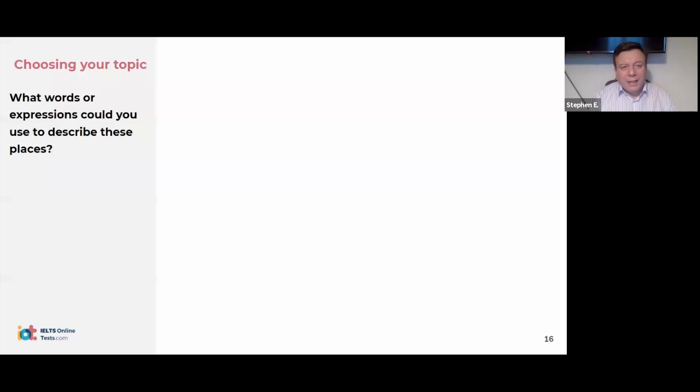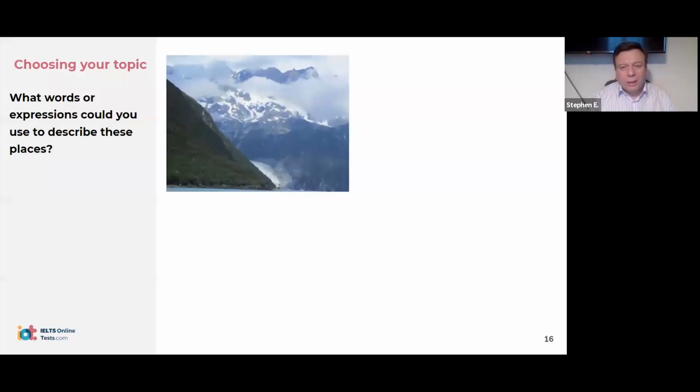So let's have a look at a few pictures and see what words or expressions you could use to describe these. So what about this one? How would you describe this? Soothing, yeah. Mount Everest, well, I don't think Everest's there. Cloudy, magnificent. Peace, or maybe we'd say peaceful. Gorgeous, yeah. Anything else? Stunning, yeah.